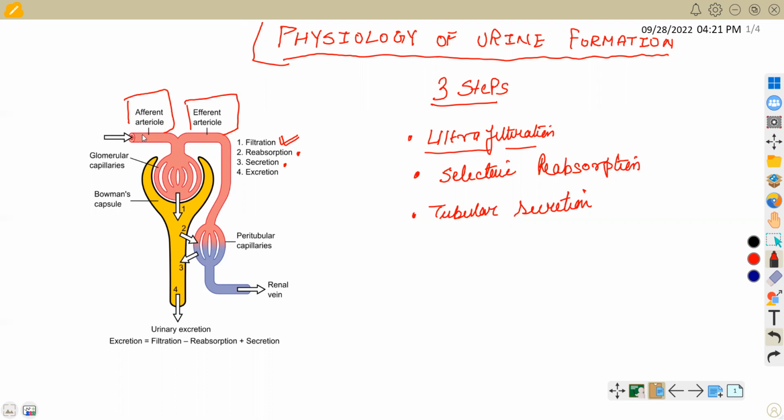Because the diameter of the afferent arteriole is more as compared to the efferent one, the diameter difference creates a pressure here in the glomerular region, in the glomerular capillaries. So the pressure is building and blood is getting filtered. What all things are getting filtered, we will discuss in ultrafiltration.